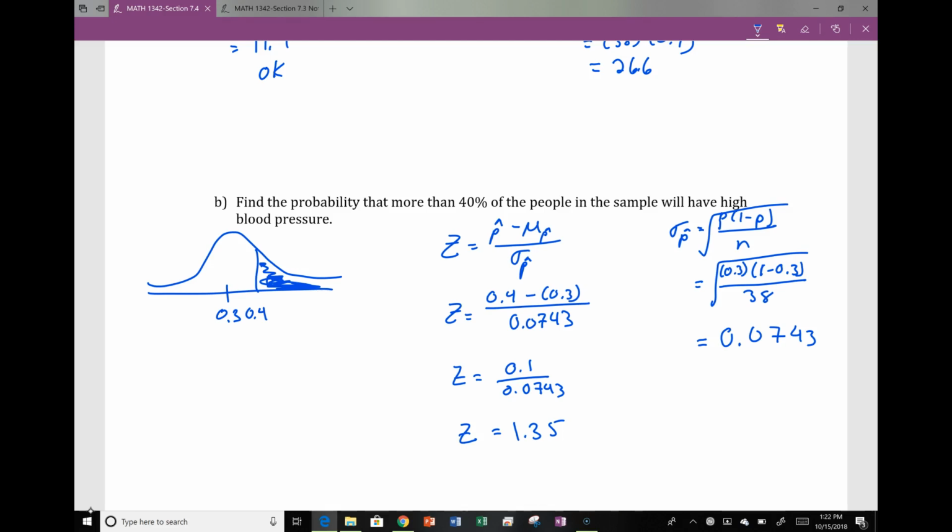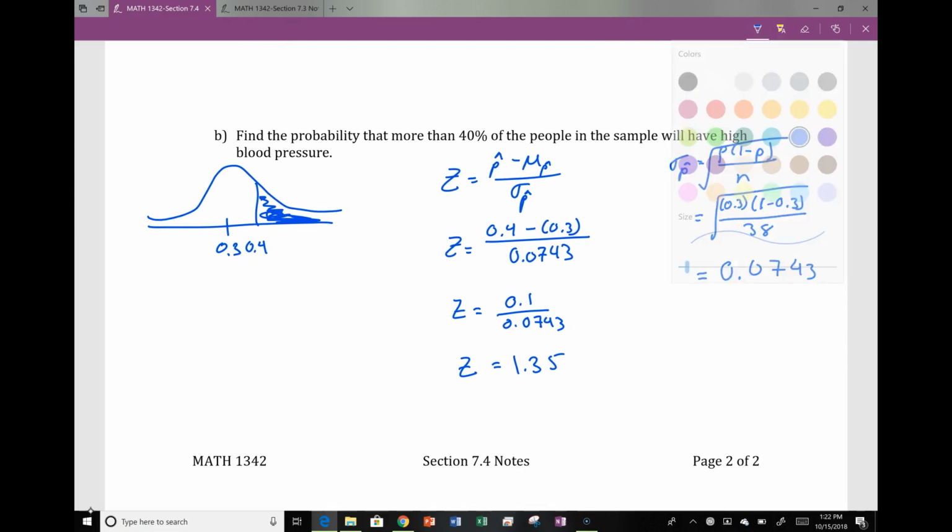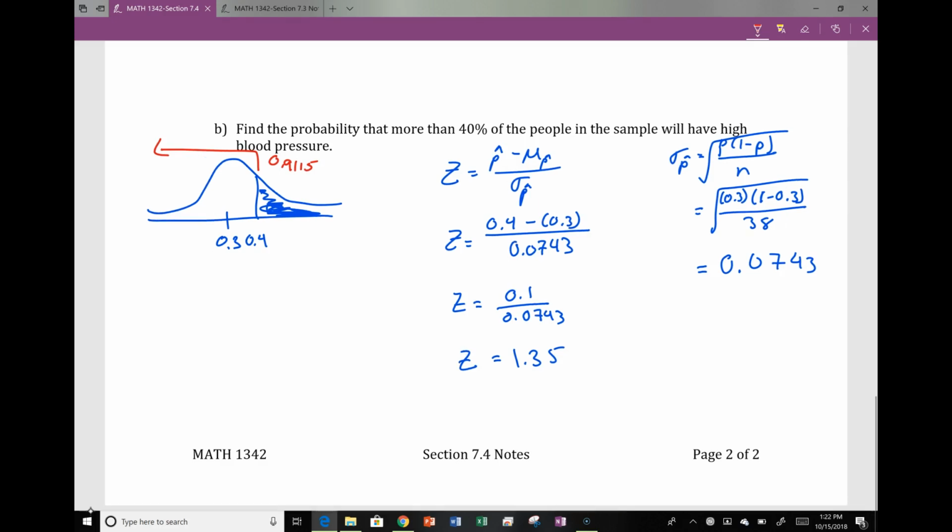So I'm going to have to look that z-score up on my table. Go ahead and look at it, see if you can figure it out. You might want to pause the video at this point. But wherever we look up 1.35 on the table, recall that it gives me the area to the left, and it's going to give me 0.9115. But I want the area to the right. So the probability that p hat is greater than 0.4 is equal to the probability that z is greater than 1.35.